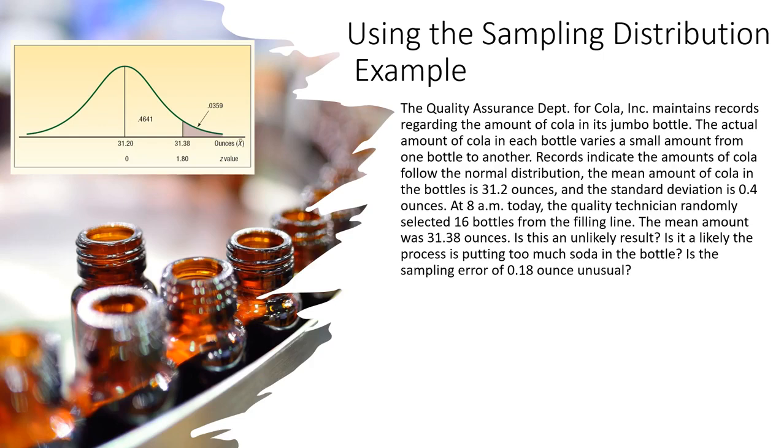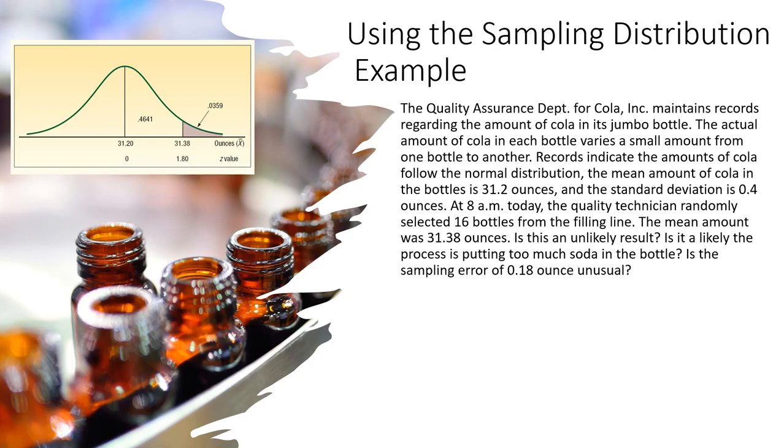So we have a quality technician randomly selecting 16 bottles from the filling line, and the mean was 31.38 ounces. Is this a likely result? Is it likely that the process is putting too much soda in the bottle? Is the sampling error of 0.18 ounces unusual? So the first thing we're going to do is use the Z table to determine the probability.